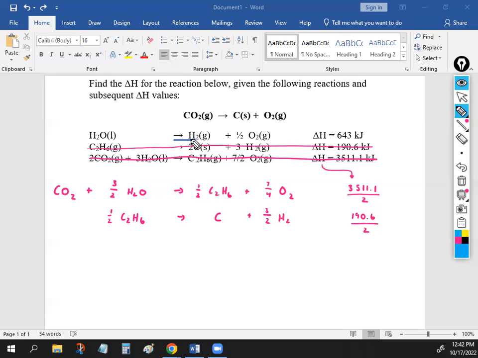So we're going to have to flip this equation. We're going to flip it so that we have H2 plus 1/2 O2. And we got to get water on the other side. So if we flip an equation, what happens to the enthalpy? Yeah, negative sign or opposite sign. So it'd be negative 643.